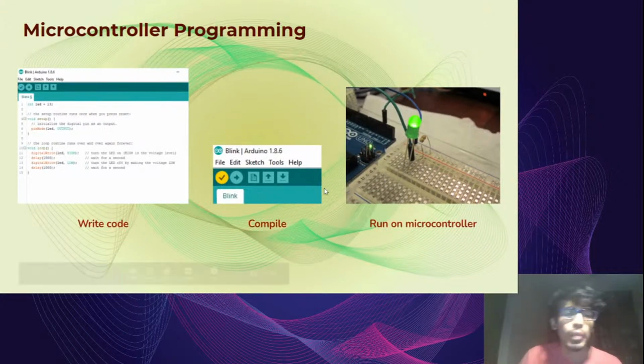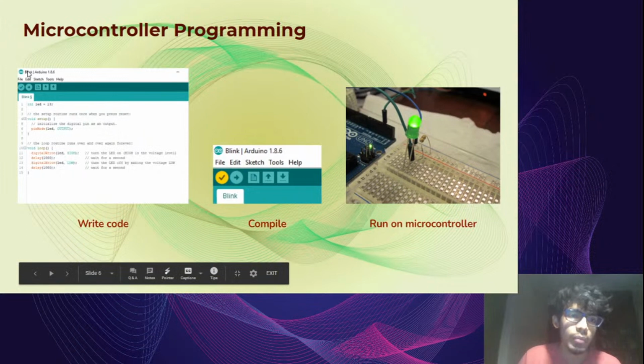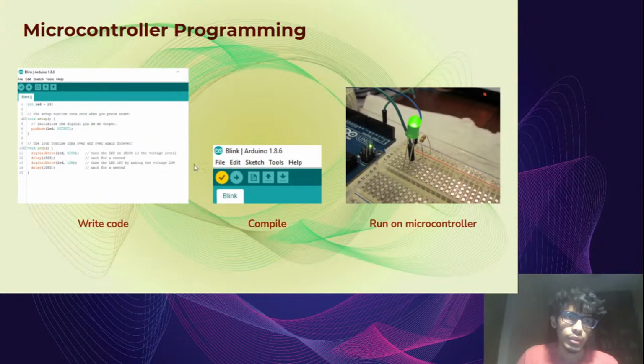First, we open our Integrated Development Environment, or IDE, on our computer. This is a program where we can write and compile our code. So we write this code. The code shown on the left is very simple. It just blinks an LED with a time period of 2 seconds.